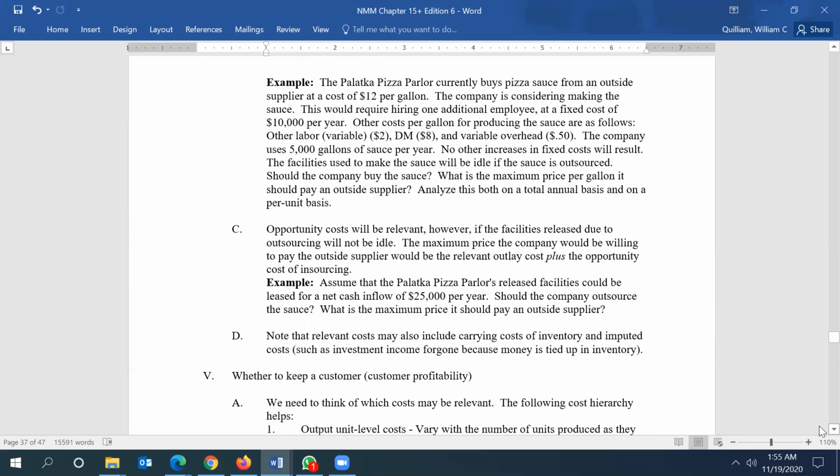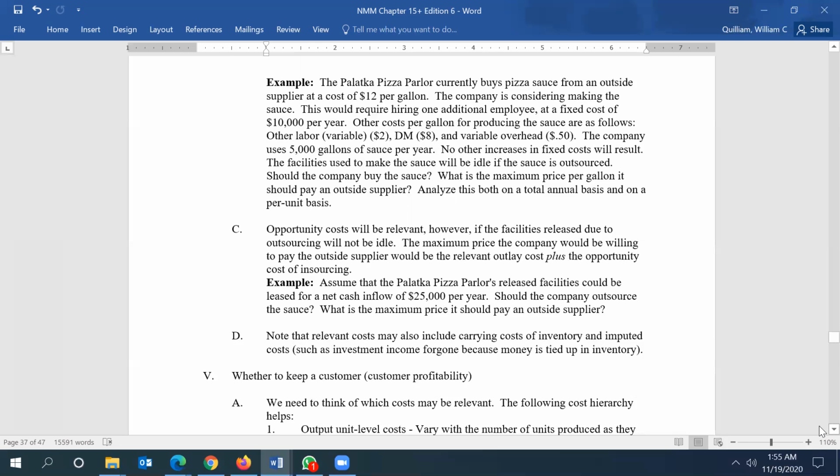the Palatka Pizza Parlor. They currently buy pizza sauce from an outside supplier at a cost of $12 per gallon. The company is considering making the sauce, so considering insourcing it, whereas they are currently outsourcing it. This will require hiring one additional employee at a fixed cost of $10,000 per year. So in this case, we will have a fixed cost increment or relevant cost.